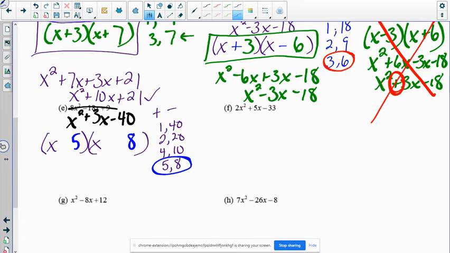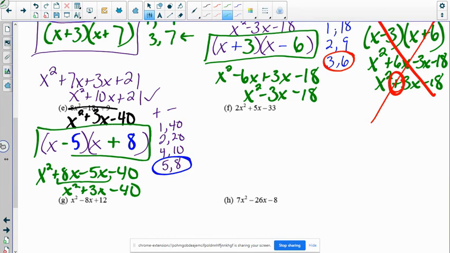So hopefully you were able to pick out 5 and 8 being numbers that multiply together to be 40, and when combined will give me a positive 3x. I'm going to have a positive and a negative, and I need to be very mindful about who gets the plus and who gets the minus. I'm going to give 8 the positive and 5 the minus, because when I combine them, I want those middle numbers to be combined to a positive 3x. So it works when I check. Beautiful. All right, hopefully you are really getting the hang of this.